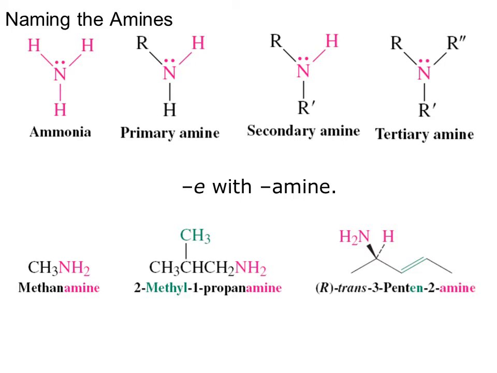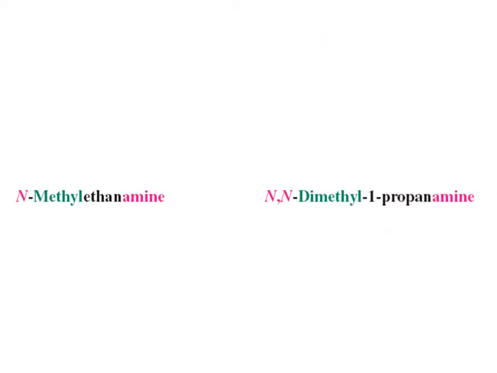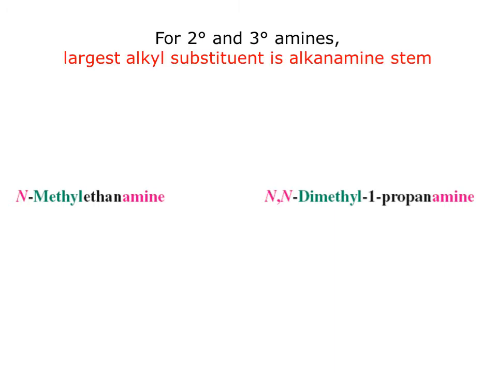Here you have a stereochemistry and a double bond, but amines are still going to be your higher priority, giving you your R-trans 3-pentene-2-amine. So again, looking at what's the longest chain that's connected to your amine. For secondary and tertiary amines, your largest alkyl substituent is going to be your stem.